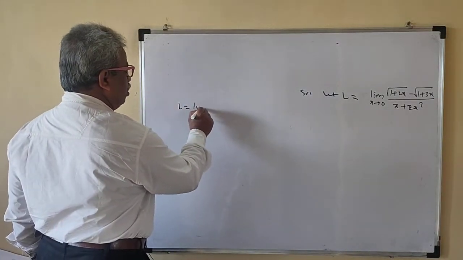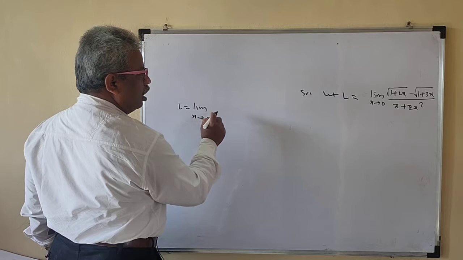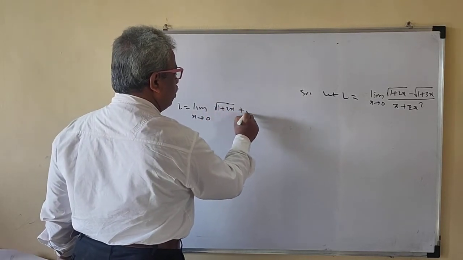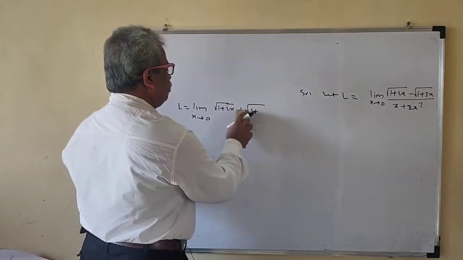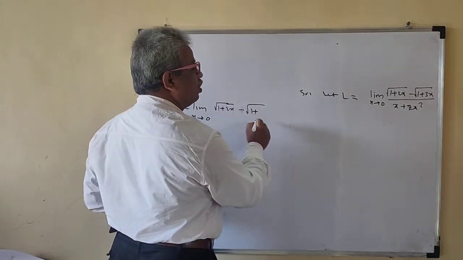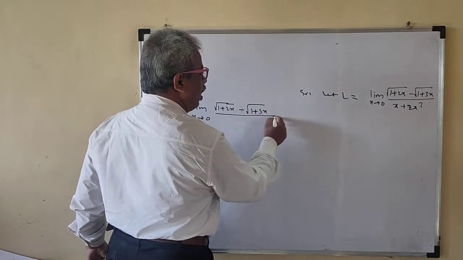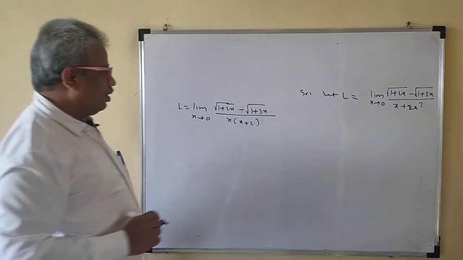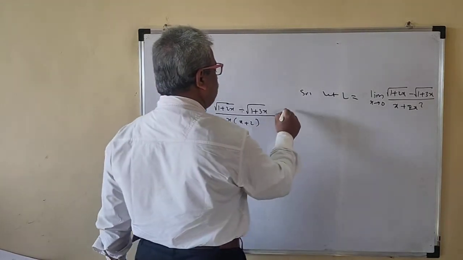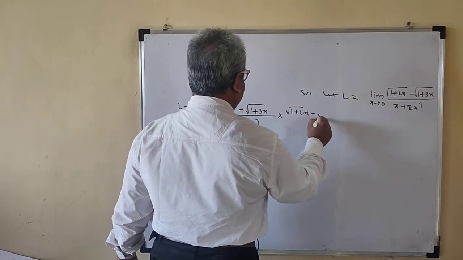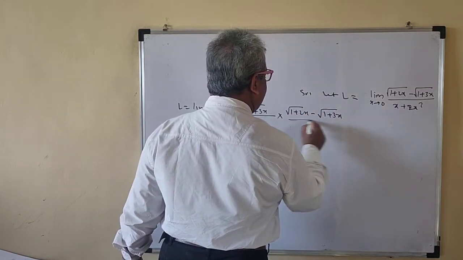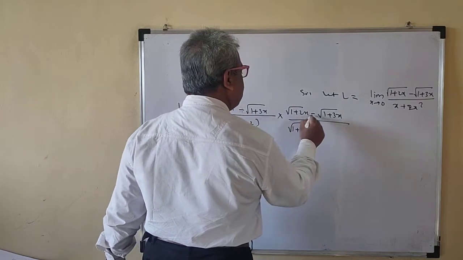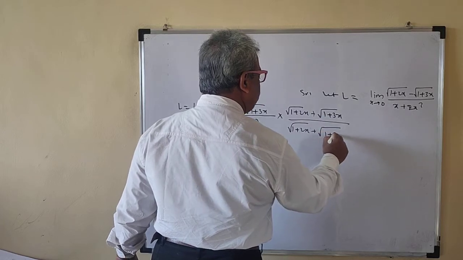So L is equal to limit x tends to 0. You have to rationalize the numerator. Root of 1 plus twice x minus root of 1 plus 3x upon x into x plus 2. I will take x common here. And I have to multiply and divide by the conjugate of the numerator now. So there should be the plus now, root of 1 plus twice x plus root of 1 plus 3x.